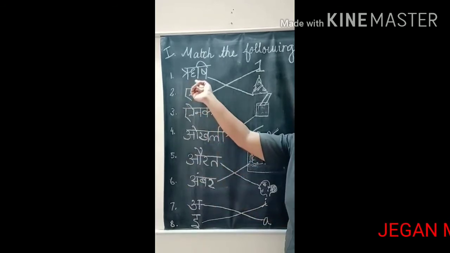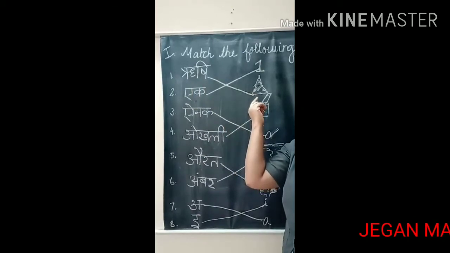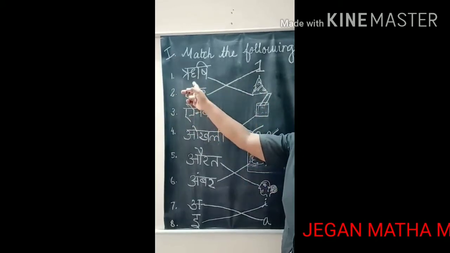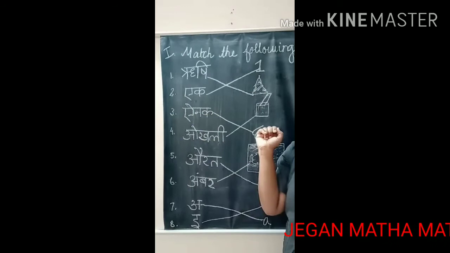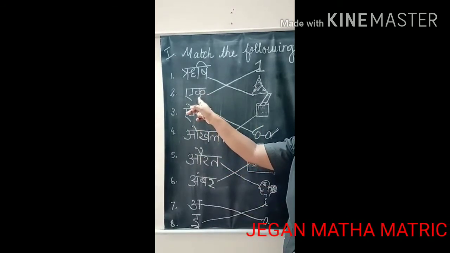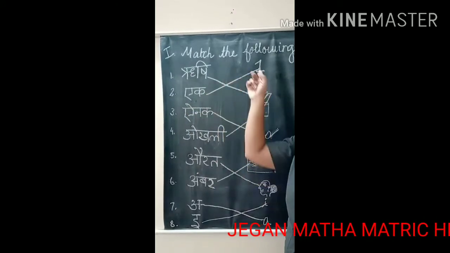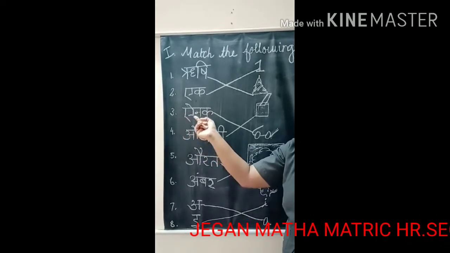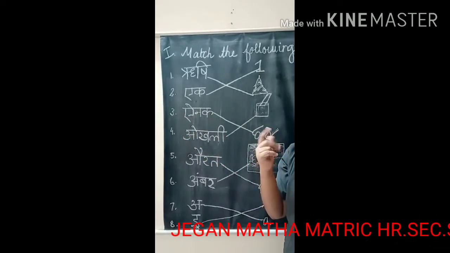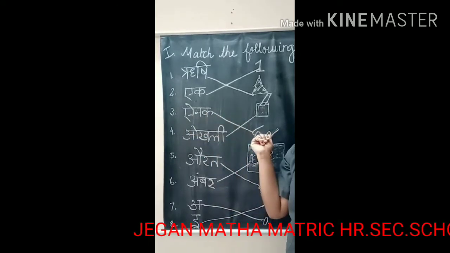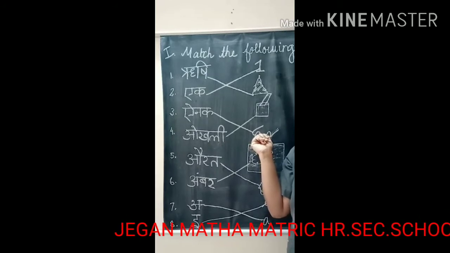First word is Rishi. Rishi is matched with its particular picture of a saint. Rishi means saint, so that's why I have matched the word Rishi with the picture of a Rishi. Then next word is egg. Egg means number one, so I have matched the word egg with the number one, that is the picture of one. Next, the third word is ainak. Ainak means spectacles. We should say mooga kannadi in Tamil. So ainak is matched with its particular picture, that is spectacles.